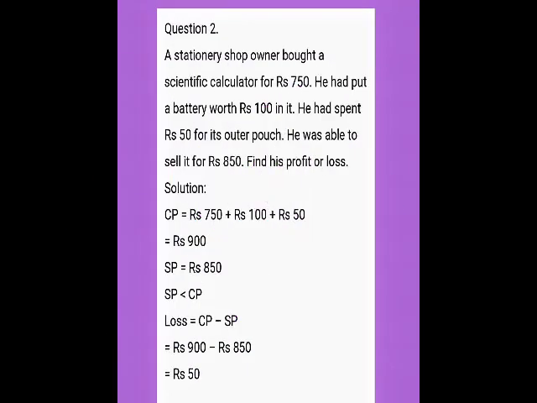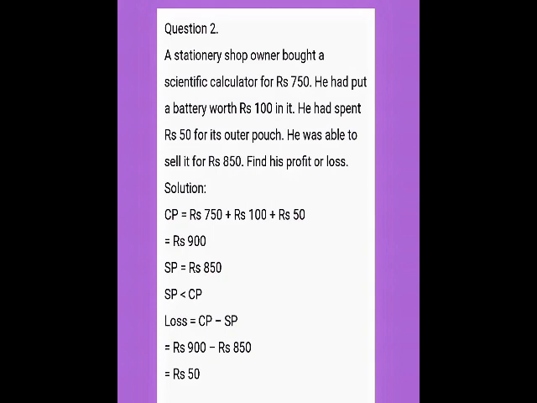Question number 2. A stationery shop owner bought a scientific calculator for rupees 750. He had put a battery worth rupees 100 in it. He had spent rupees 50 for its outer pouch. He was able to sell it for rupees 850. Find the profit or loss. So here repair charges are not given. If it is given, you want to find the original cost price. So cost price is rupees 750. Battery worth is rupees 100 and outer pouch is 50. Then they are giving the selling price 850.